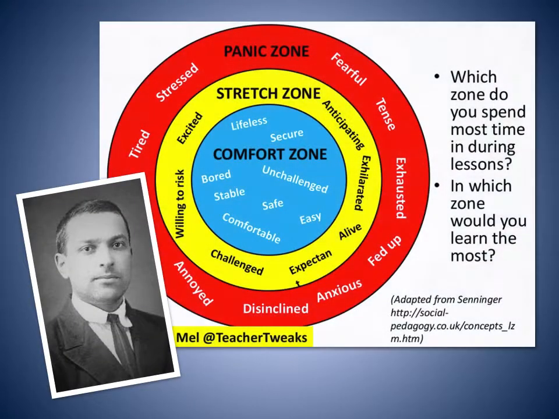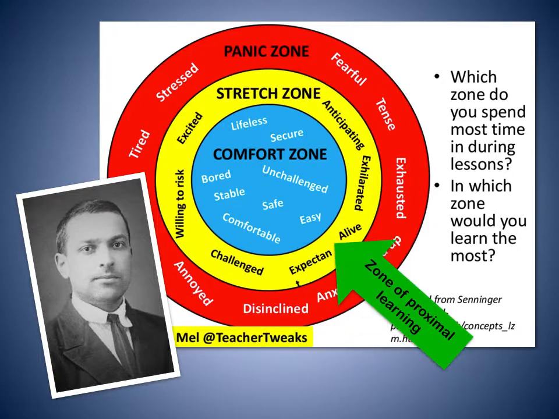Vygotsky, meanwhile, suggested that children learn best when conditions are just right. Challenges are neither frustrating for the learner, nor are they too easy and boring. He called this the zone of proximal learning. While these theories may appear wildly dissimilar, they're not mutually exclusive.